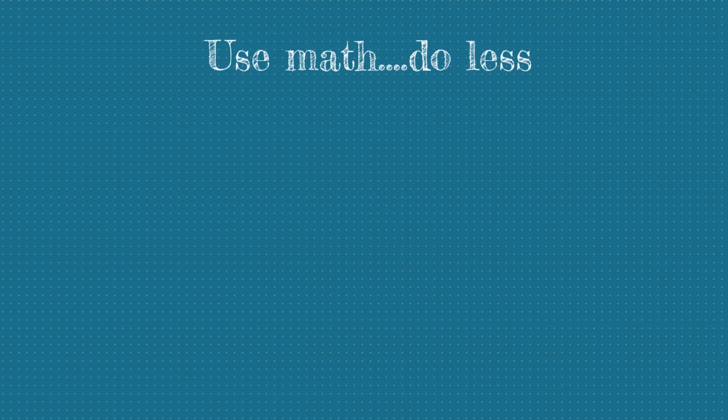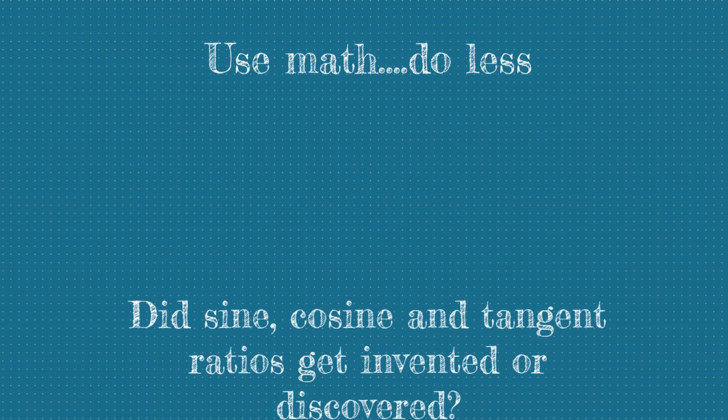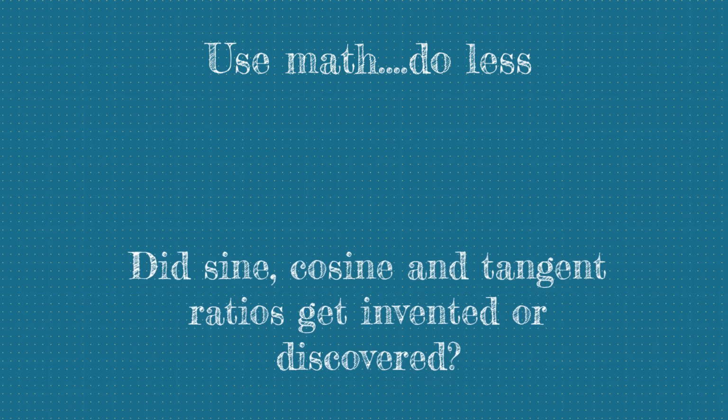So right triangles are pretty amazing. We get to use math, do less physical work. So a thought to leave you with. Were sine, cosine, and tangent ratios invented by Hipparchus, Euclid, and other astronomers and mathematicians? Or were they discovered? Because really, math is just the language of the natural world.